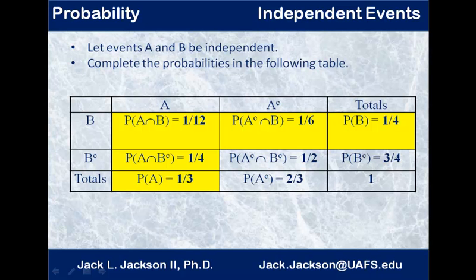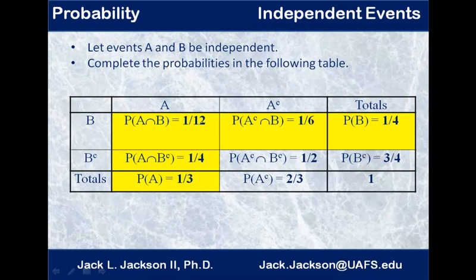Similarly, these are independent, so we can take this 3/4, multiply it by the 1/3 to find the probability of the intersection there. So the probability of B complement times the probability of A is the probability of A intersect B complement. 3/4 times 1/3 is 1/4. And then, similarly, to get this one here, we can take the 3/4 times the 2/3 to get 1/2, and the 1/4 times the 2/3 to get 1/6.